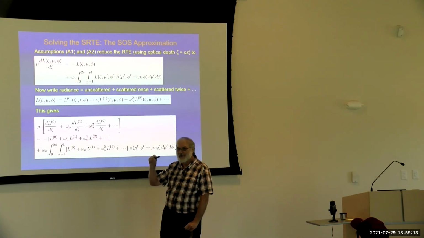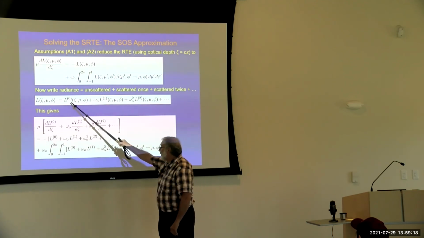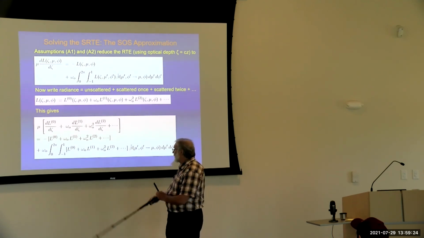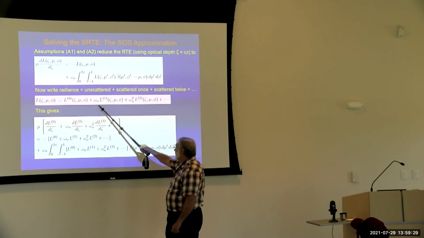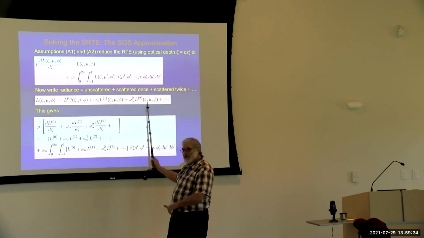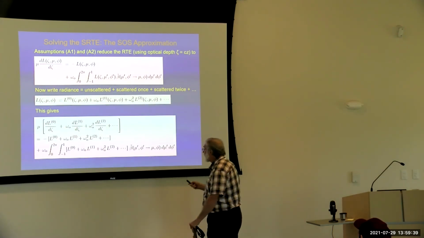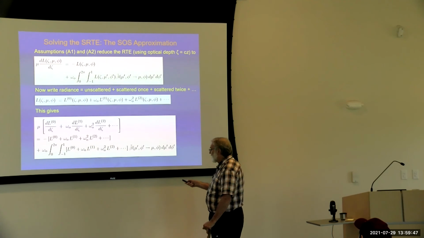So if B is 0, there's no scattering, the light is absorbed. That would make omega naught 0, and you would only have unscattered light. If omega naught is 0.1, then you have unscattered light plus a little bit of light scattered once, but then for twice, omega naught squared is 0.01. So you have this tiny little bit of light that's been scattered twice and so on. So you take this equation, you stick this in here, and that gives you a series of terms for unscattered, singly scattered, scattered twice, and so on.